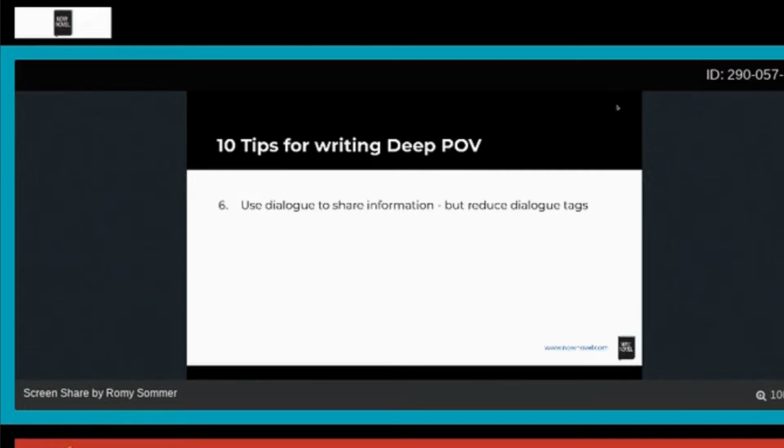Next, tip number 6, use dialogue to share information, but reduce those dialogue tags. So what do we mean by use dialogue to share information? Well, instead of giving a big info dump in the character's head or just a whole bunch of information, having characters talk about it feels far more relevant. And I'd like to add something here that, in fact, the blog post on Monday really covered very well. And I highly recommend you go to the blog and read Monday's blog post.